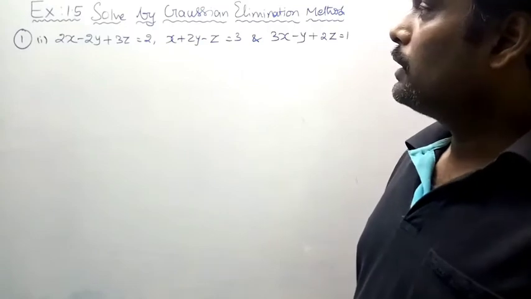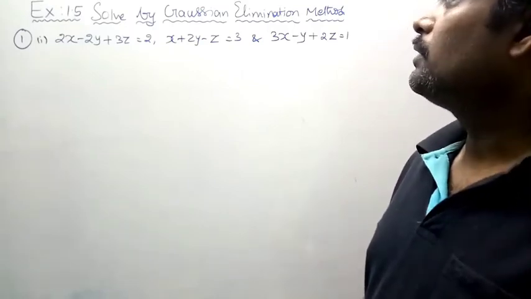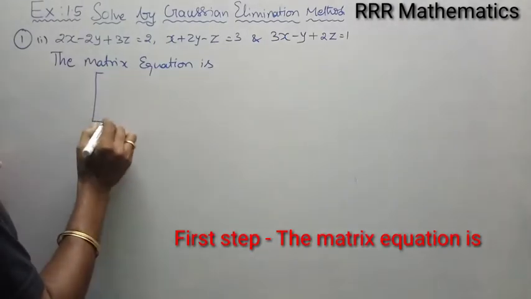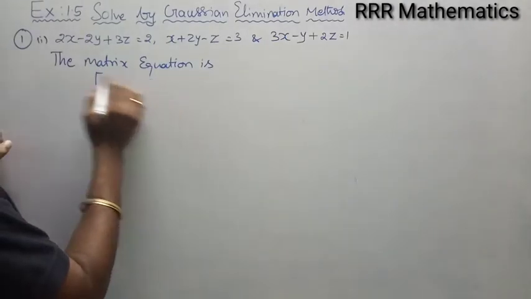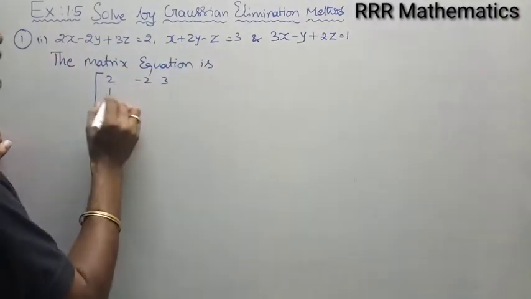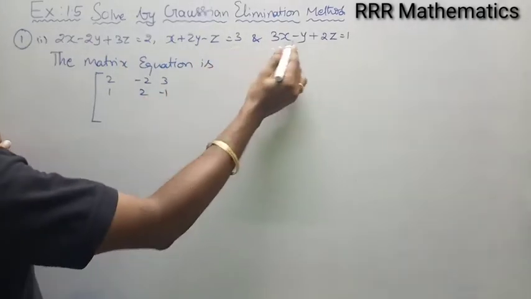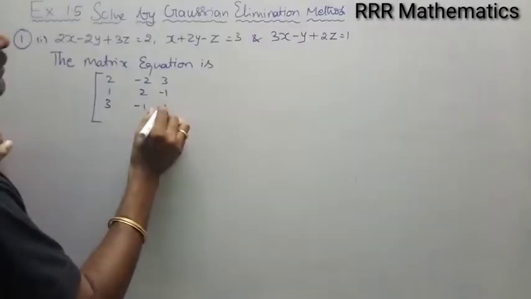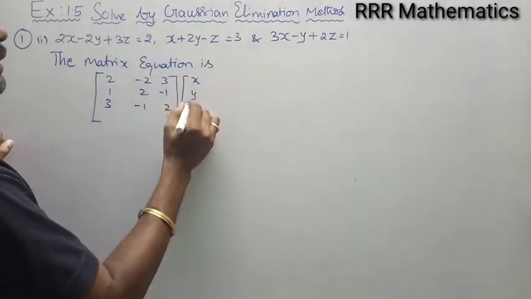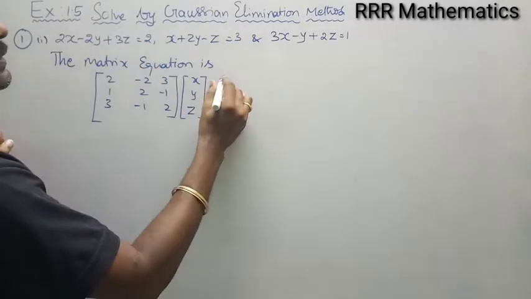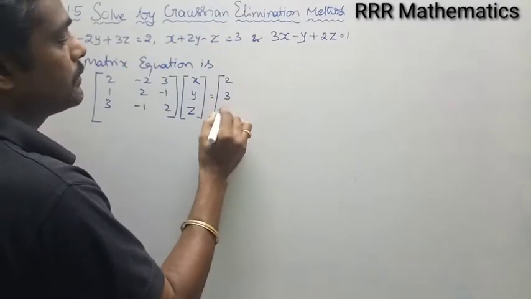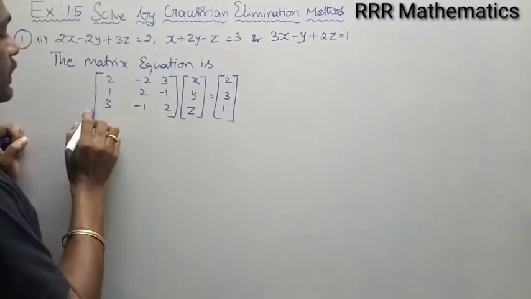Here we are going to solve the linear equation with 3 variables by using Gauss elimination method. The matrix equation is: write all the coefficients of x, y, z: 2, -2, 3; 1, 2, -1; 3, -1, 2; times x, y, z, which is equal to the constant values 2, 3, 1 on the right hand side. This is your matrix equation.